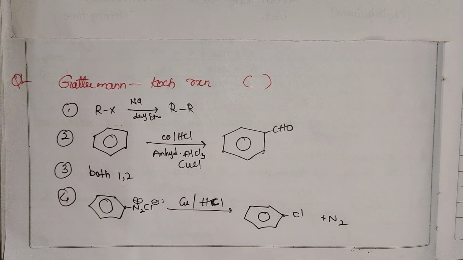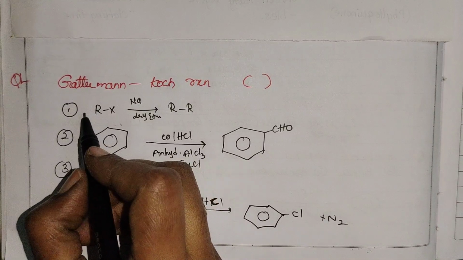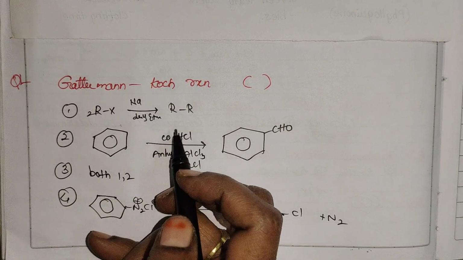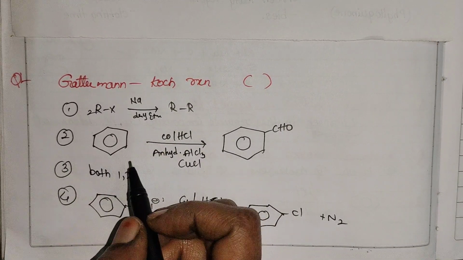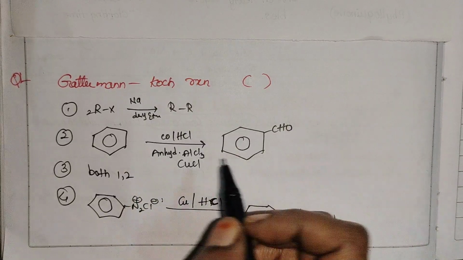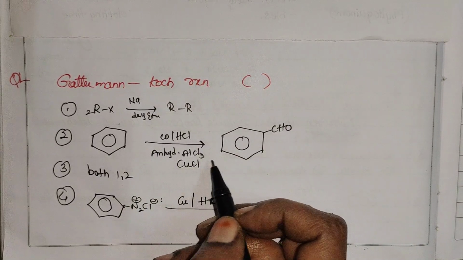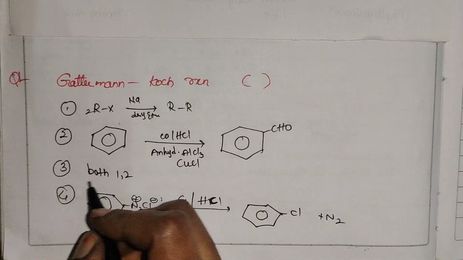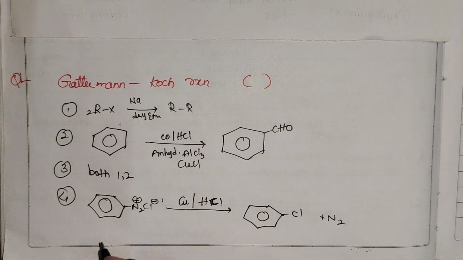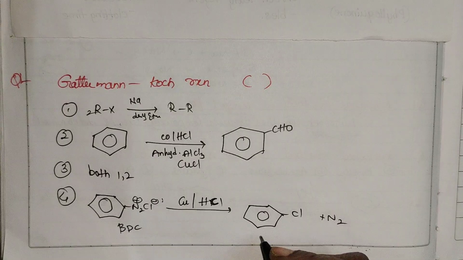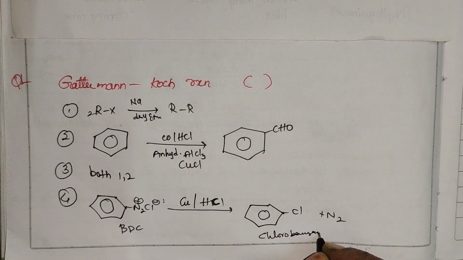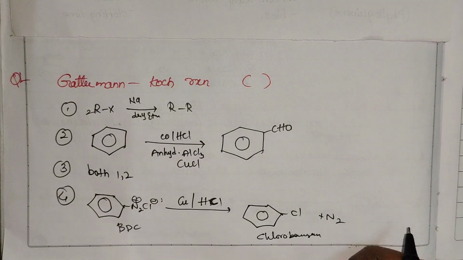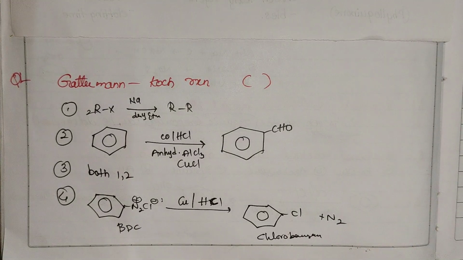Next important question, Gattermann-Koch reaction. In this, these are the options given. One is a haloalkane, which when treated with sodium and ether gives an alkane. Next, second option: when benzene is converted to benzaldehyde in the presence of carbon monoxide and HCl, anhydrous AlCl3 and copper chloride. Third option, both 1 and 2 given. Fourth option, benzene diazonium chloride converted to chlorobenzene. Most of the students, especially clever students, make this mistake. So I want to explain this at one time.